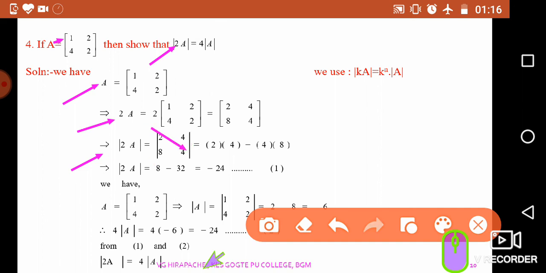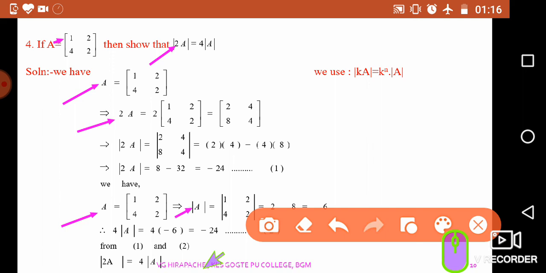Let me evaluate the determinant. Left top to right bottom, 2 4s are 8, and left bottom to right top, before that we write a minus sign. Therefore 4 8s are 32. Therefore determinant of 2A is equal to 8 minus 32, that is minus 24. This is our equation number 1. Now to show that it is equal to 4 times determinant of A, let me find out the determinant of the given matrix. We have A is equal to 1 2 4 2.